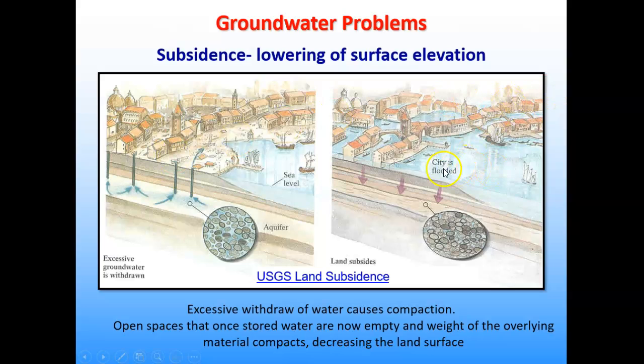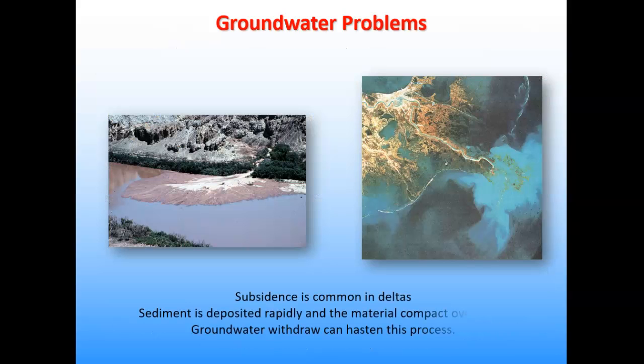And of course, if you're near the coast and you're not much far above sea level and you have this compaction based on withdrawal of groundwater, that's a problem, right? So we get some issues with that. And so coastal communities have big problems with that. Places where we have deltas.